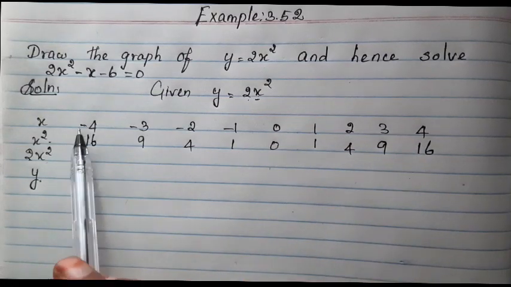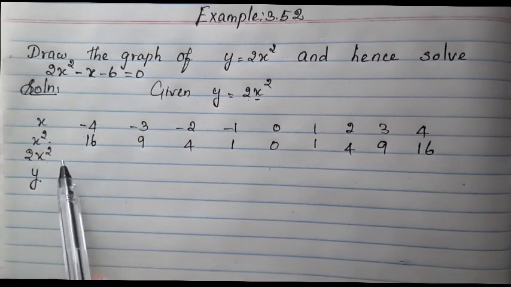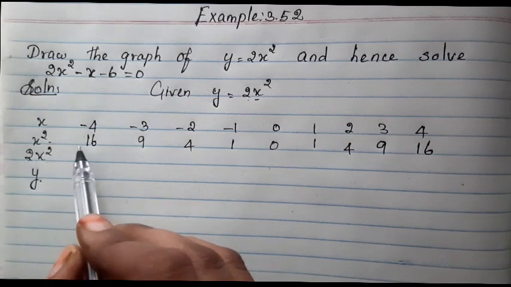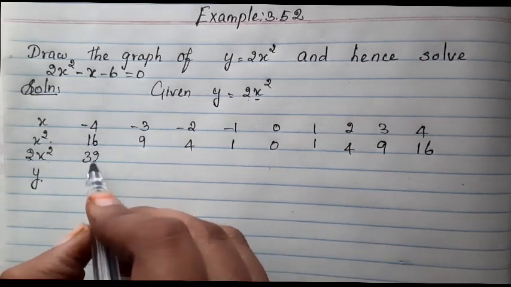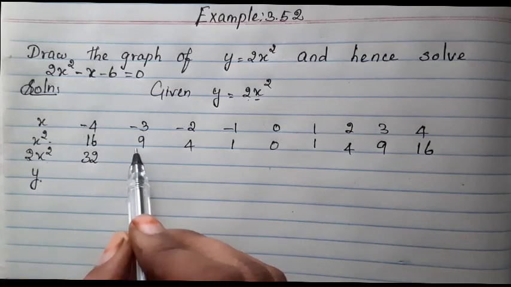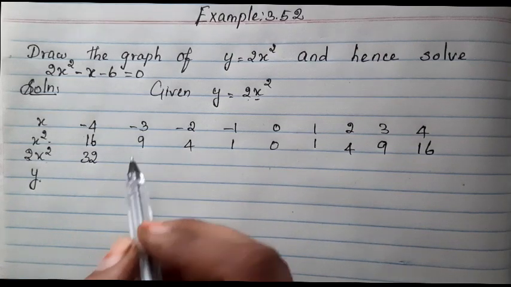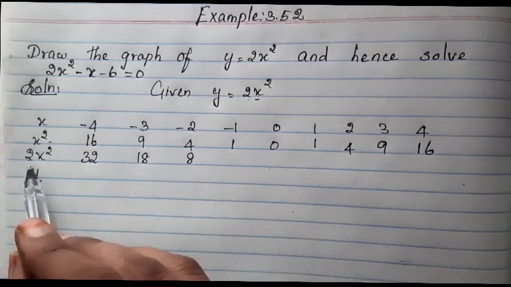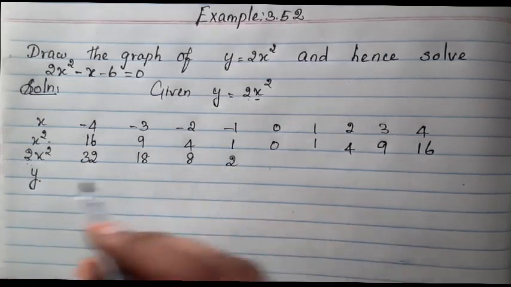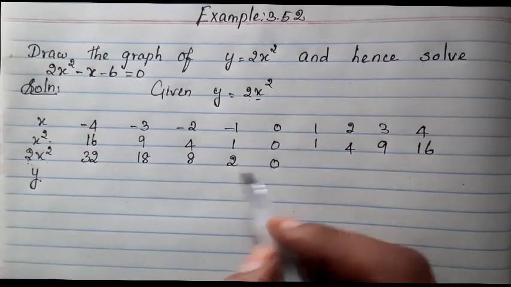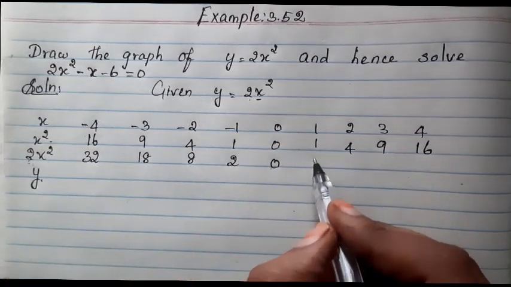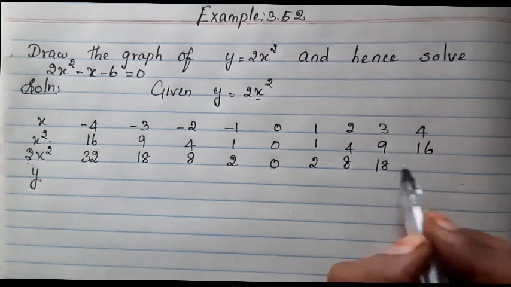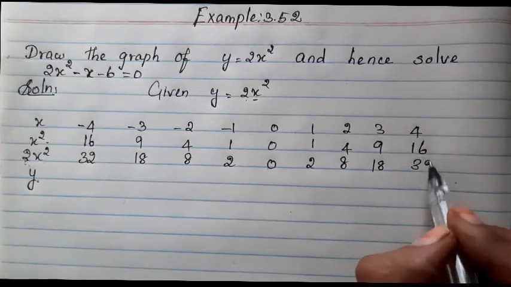So 2 into x square. First we multiply 16: 2 into 16 we got 32. Next 9: 2 into 9 is 18. Next 2 into 4 is 8. Then 2 into 1 is 2. 2 into 0 is 0. 2 into 1 is 2. Then 2 into 4 is 8. 2 into 9 is 18. 2 into 16 is 32.